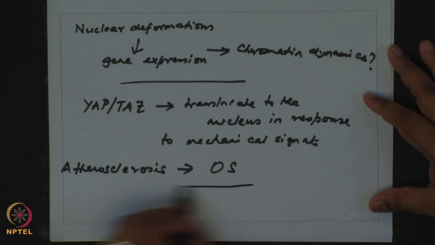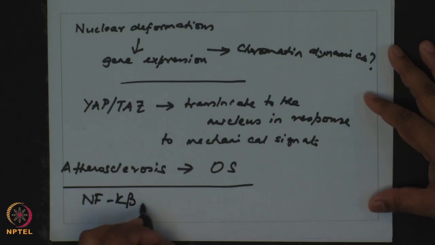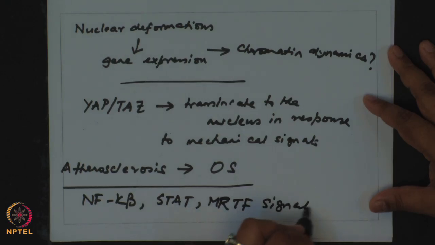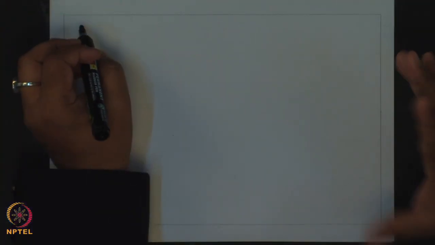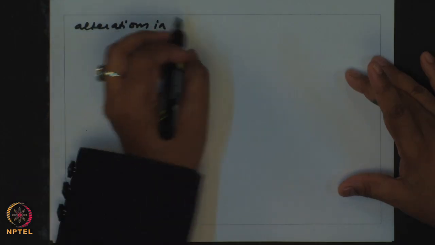There are other such transcription factors, notable among them NF kappa B signaling, STAT signaling, and MRTF signaling pathways. These also exhibit this trait where they do translocate to the nucleus. And what do these translocations induce? These actually lead to alterations in gene expression.